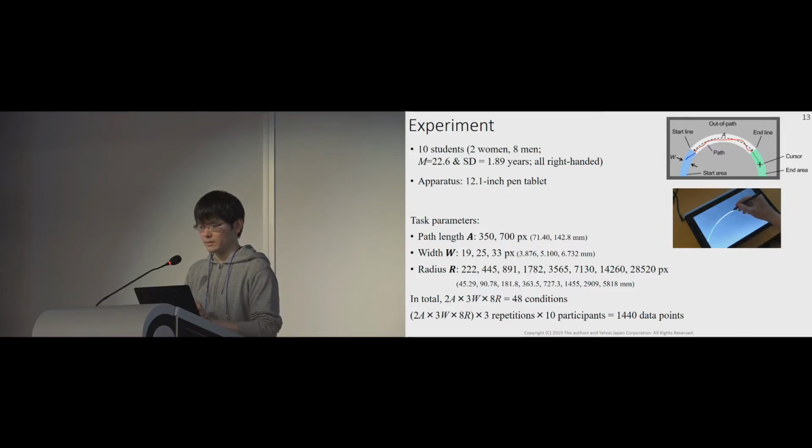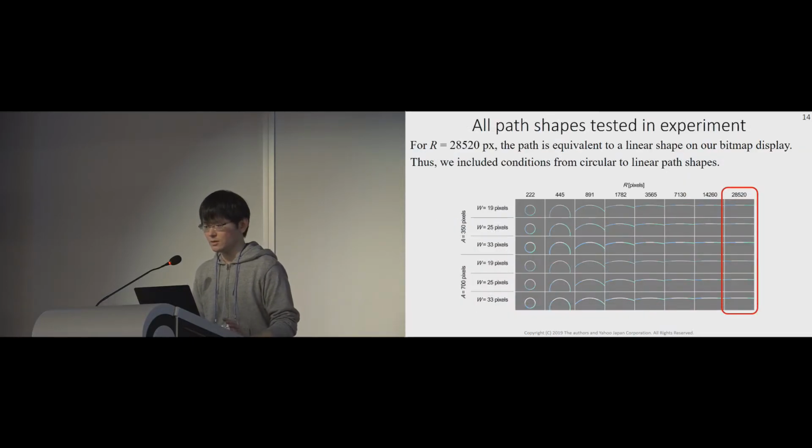In the user experiment, we used a direct input pen tablet, and the paths were always bent upwards. We tested 2 amplitudes, 3 widths, and 8 curvature radius values. In total, we tested 48 conditions. These are all the conditions.